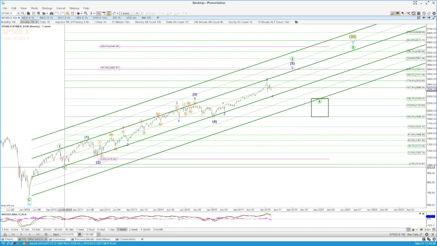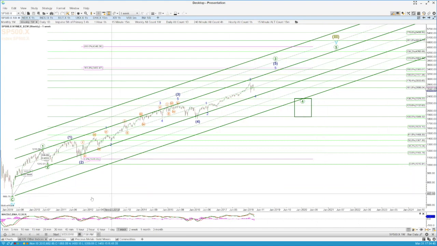An ABC back for the cycle primary degree wave 2 low into the summer of 2010. What we then do is take the length of this wave 1 and use our Fibonacci projection tool using logarithmic scale Fibonacci projections and project up off the bottom of the 2. So we're now looking for the top of the primary degree wave 3, which I don't believe we've yet seen.